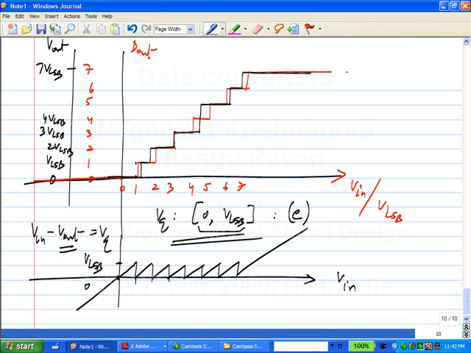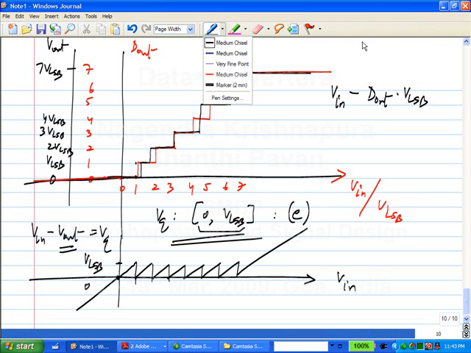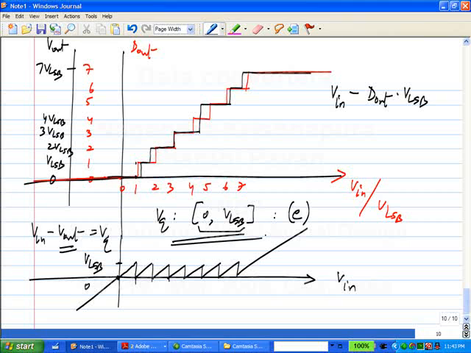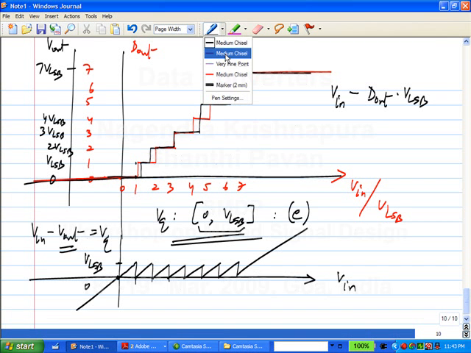That's correct. So before, the error was in a range 0 to VLSB. Now, what is this error defined as? Vn minus the digital output times VLSB. How will that change? What will be the change value?